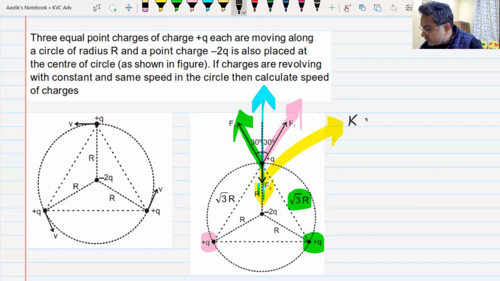K into q into 2q divided by r square. Yes or no? Yes, sir. How much is the summation of green and orange for pink force? You just now calculated it. How much is that? Root 3 r square, square by 3r.